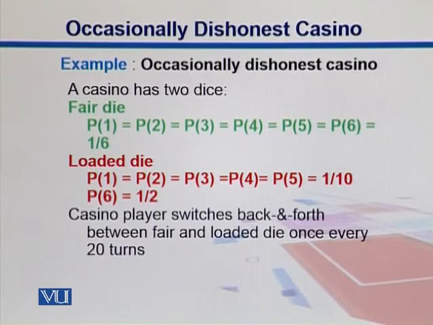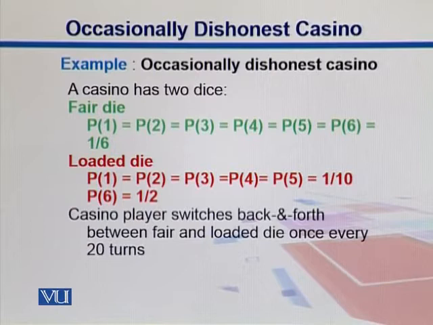If they use a loaded die, the P of 1, 2, 3, 4 and 5 is equal to 1 by 10, since for half of the time they use P of 6. So we get 50% sixes if the loaded die is used. The remaining half is obviously divided among the remaining 5, so their probability becomes 1 by 10.